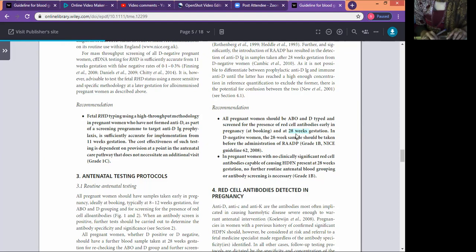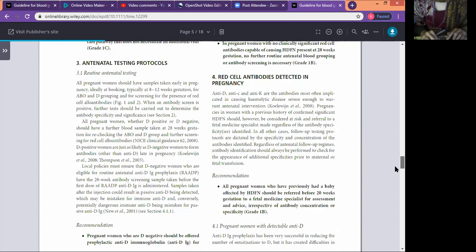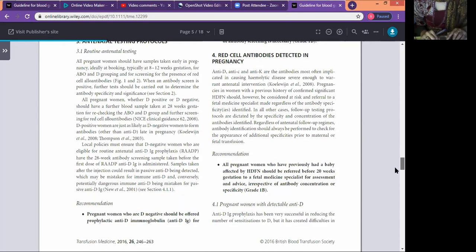And we even need to inform the physician that the 28-week sample has to be taken before the administration of anti-D, because otherwise the anti-D which comes positive after 28 weeks would most likely be treated as passive anti-D rather than immune anti-D. However, if a sample comes out positive at booking and is again positive at 28 weeks, then that would be clinically significant, because we expect its titer to rise further during the course of pregnancy.